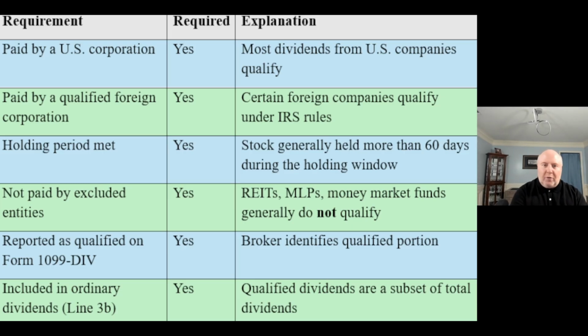And the final thing is, remember, even if you have qualified dividends, they're still included. That amount on line 3A of all those qualified dividends is still going to be included on line 3B, because it's still a dividend. So line 3B includes all dividends, and line 3A is just a subset of those. Line 3B includes those plus the ones that are not qualified. All right, let's keep looking.